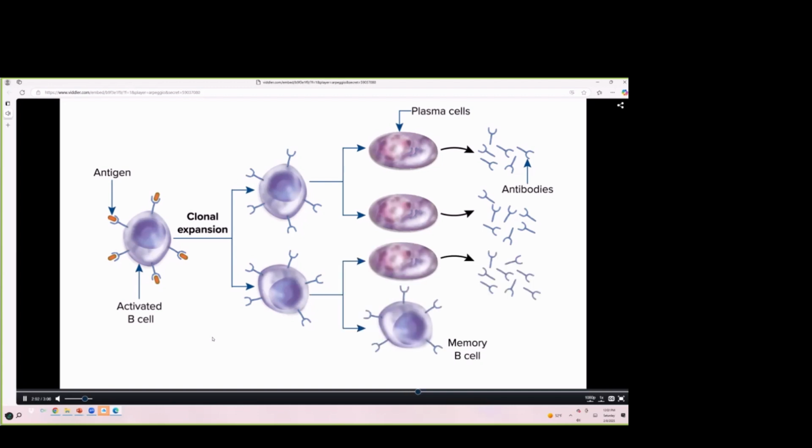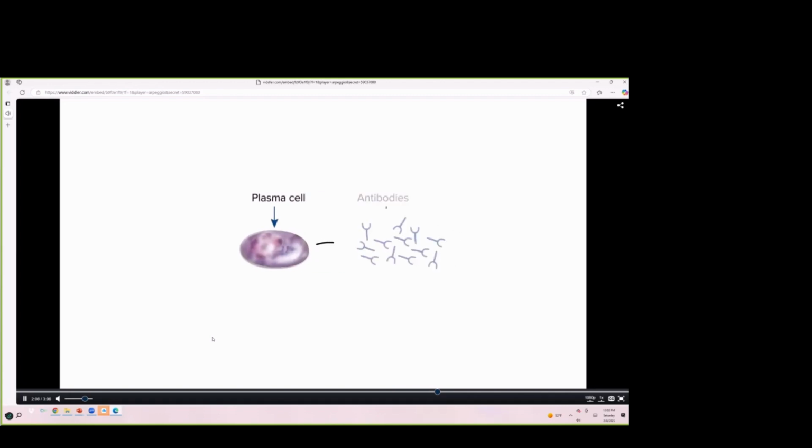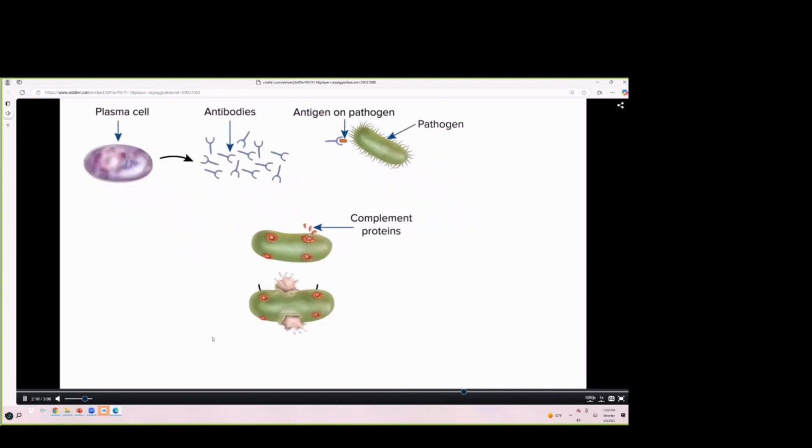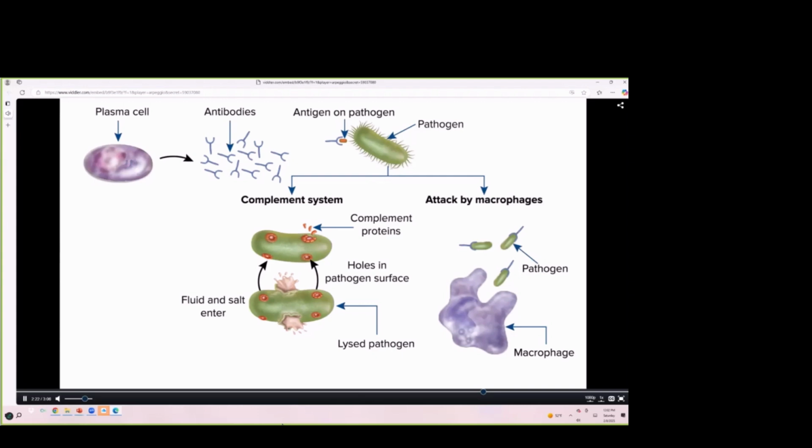Each plasma cell in this army produces large amounts of antigen-specific antibodies. These antibodies help tag the antigens for destruction by a variety of mechanisms. For example, once tagged by an antibody, some pathogens are attacked by the complement system, which lyses cells. Other antigens are attacked by macrophages or other phagocytic cells.